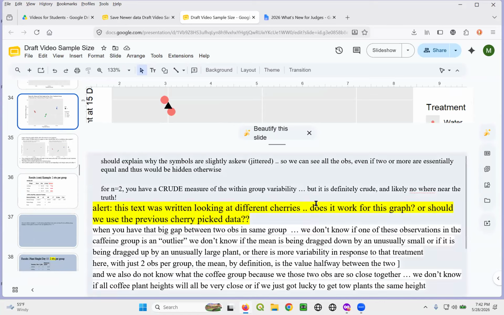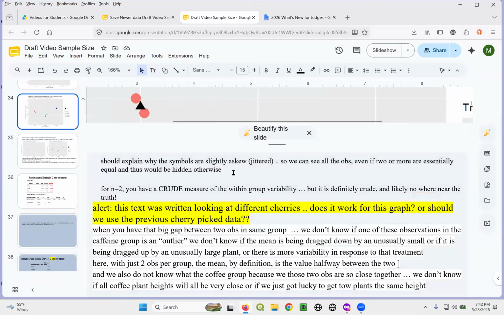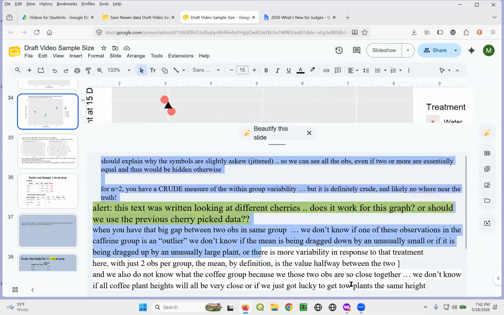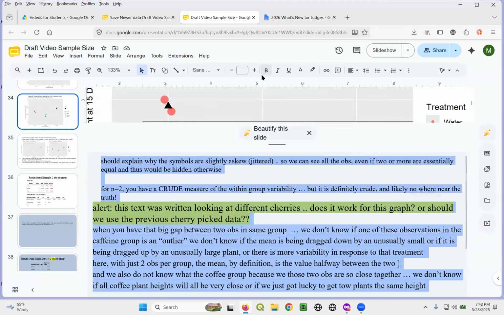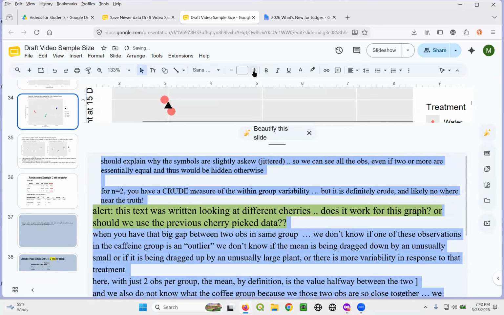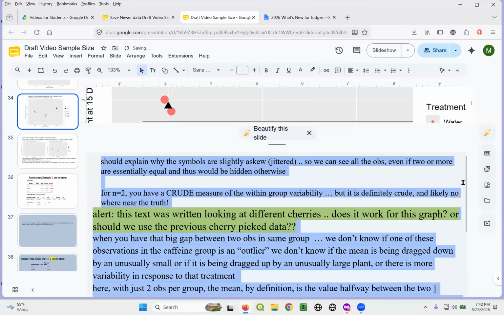So this, can you see, make this a little bit bigger? Come on. Well, that's not working. I have to learn how to get this to do what I want. There we go.